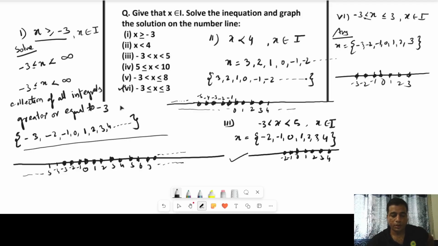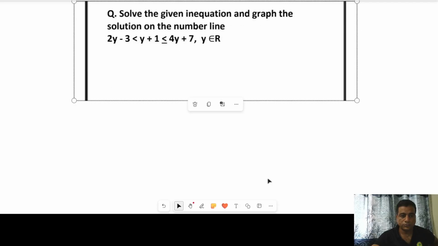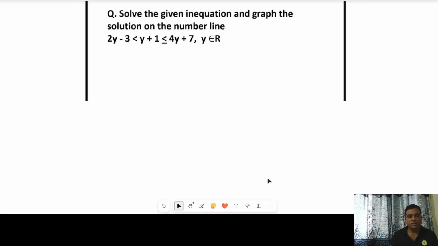Next question. Yes, it's your question. Solve the given inequation and graph the solution on the number line.